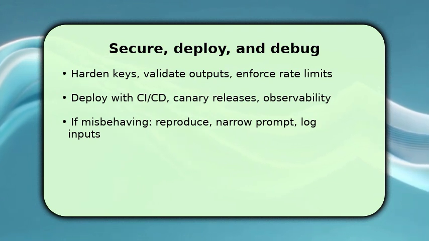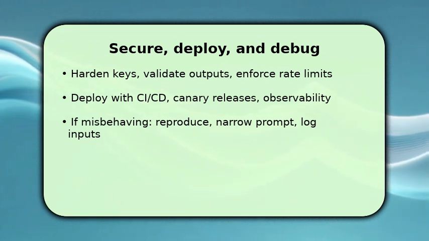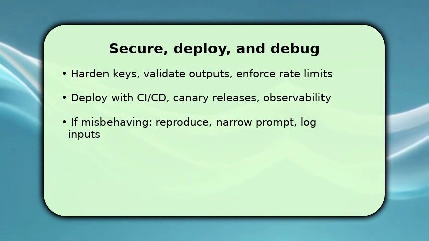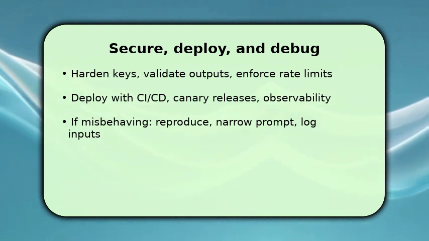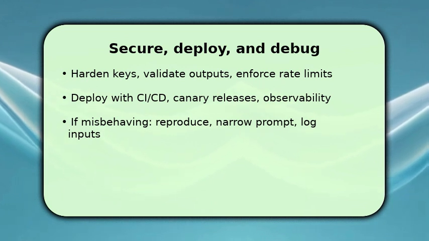If behavior is wrong, reproduce the issue locally, reduce variables, and narrow the prompt or system instructions to isolate cause. One key troubleshooting tip: log exact inputs and model parameters. That single record usually reveals whether the model, prompt, or data caused the failure.